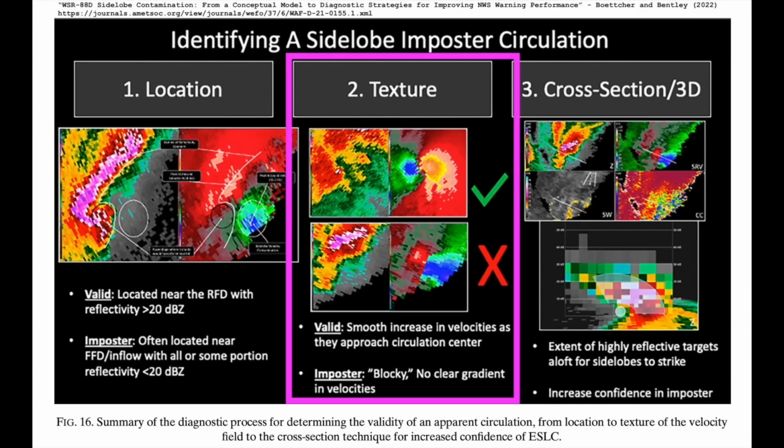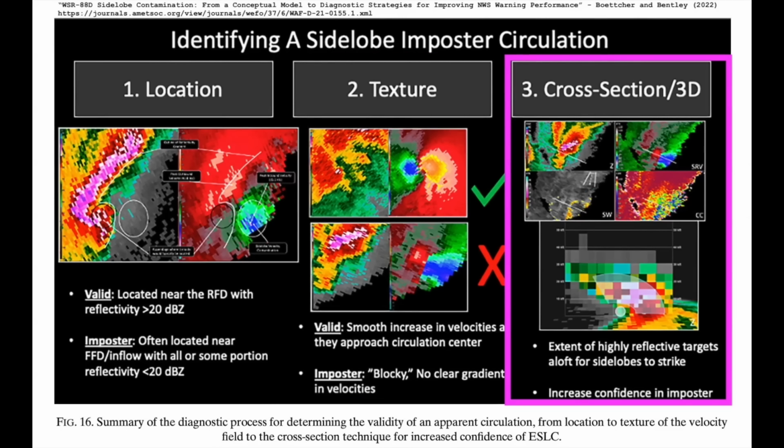Although imposter couplets can mimic a tornado vortex signature fairly well, they also frequently take on a blocky, disorganized appearance that lacks a clear velocity gradient. Finally, there will be a tilt or tilts of enhanced reflectivity above the imposter couplet, which is evidence of ample hydrometeors for side lobes to sample.